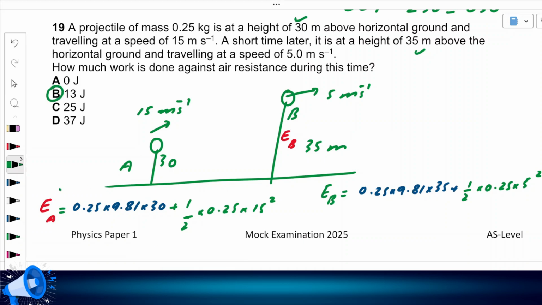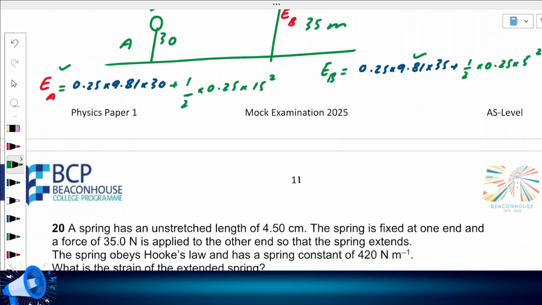Yes, you can find the total energy at A and the total energy at B. And the total energy at B would be slightly smaller than the total energy at A. Technically, if there were no air resistance, the two energies should have been equal, but since these energies are not equal, the remaining energy was wasted, or used as work done against the air resistance.